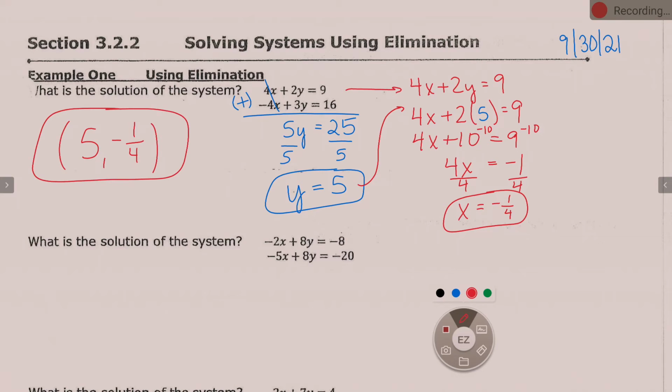Ordered pair? 5 comma negative 1/4. Yeah, so we're going to be switched.